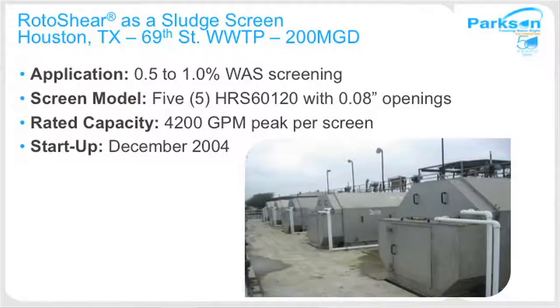Here, Rotoshear again is a sludge screen at Houston, Texas, at the 69th Street wastewater treatment plant. We have 5 of them there, and each of them has a capacity of 4,200 GPM, and they're screening up to 1% waste-activated sludge at this plant.